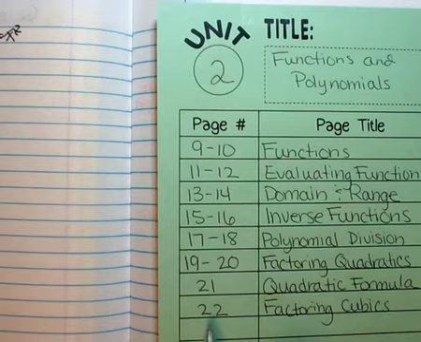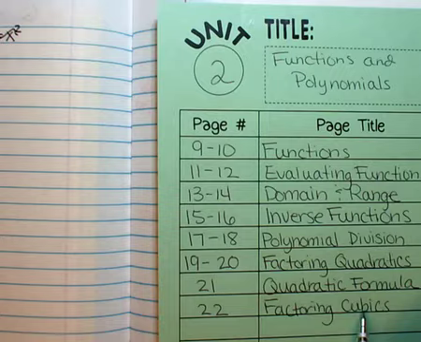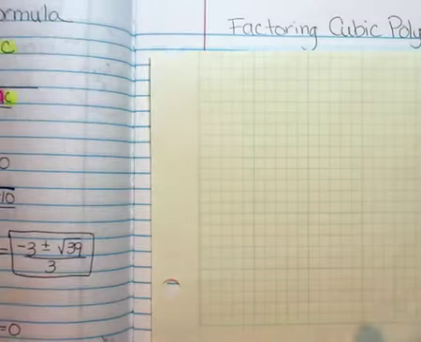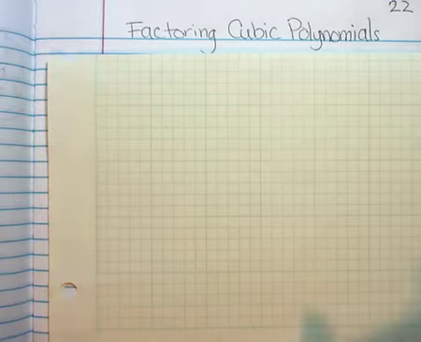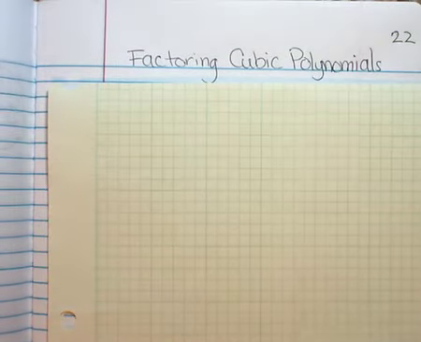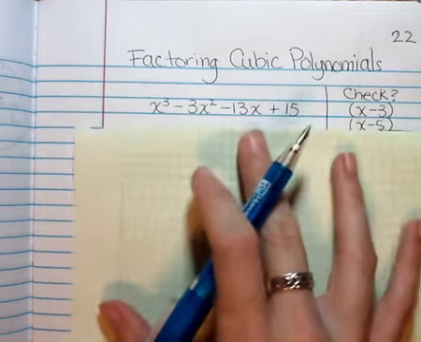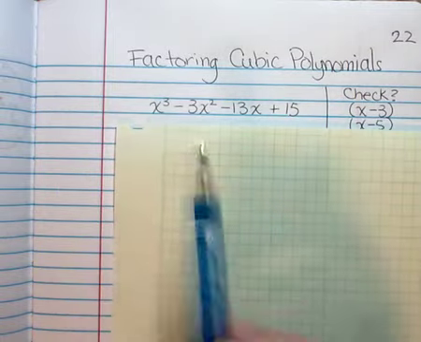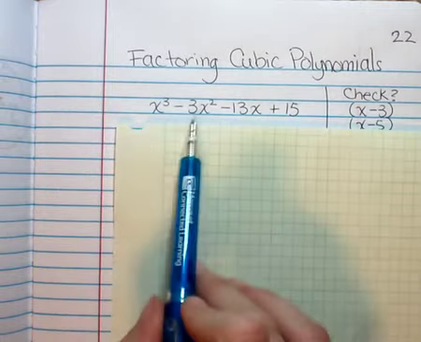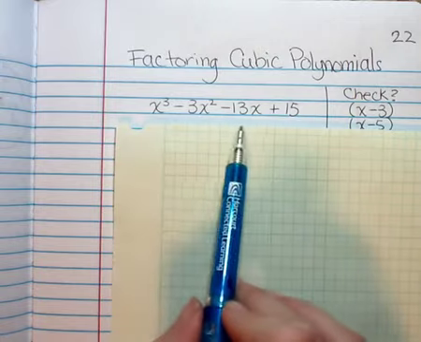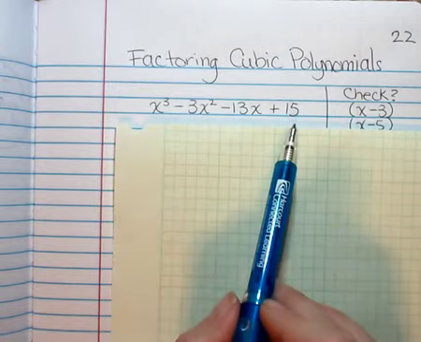Alright, now we're going to complete page 22, and on page 22 we're going to talk about factoring cubics. So go ahead and turn to page 22 and make sure you add in your title of Factoring Cubic Polynomials. So we're going to start with a polynomial x cubed minus 3x squared minus 13x plus 15.